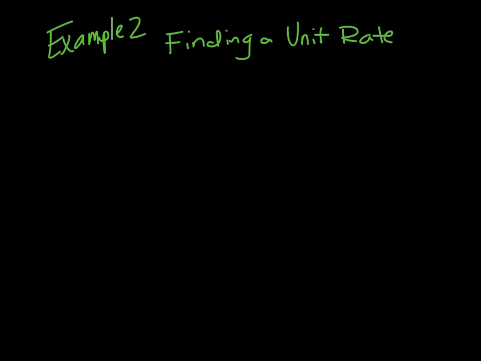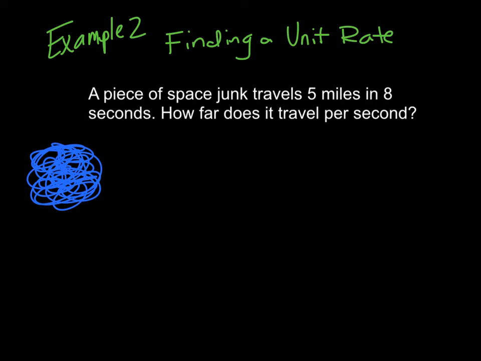Example 2 is finding a unit rate. So as I said before, when you divide your rates, you'll end up with a unit. So I'll show you how this works. So our example looks like this. It says a piece of space junk travels 5 miles in 8 seconds. How far does it travel per second?